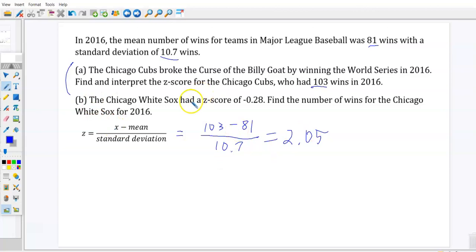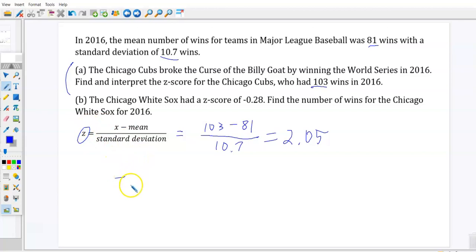The Chicago White Sox had a Z-score of negative, so this is a different team. This is the White Sox, not the Cubs. They didn't have any curse against them. They had a Z-score of negative 0.28. Find the number of wins for Chicago. So in this case, we actually know the Z-score.